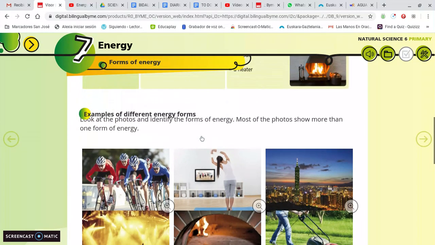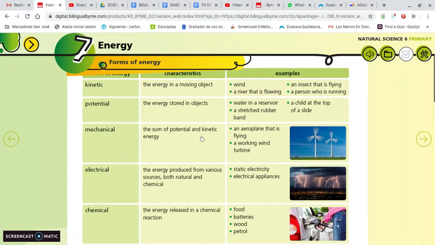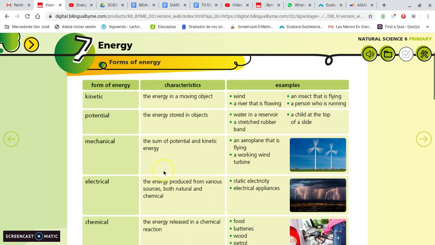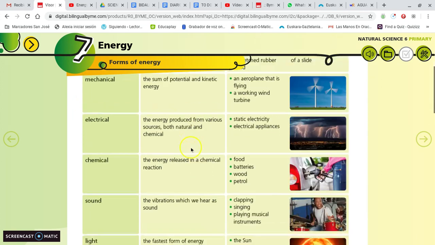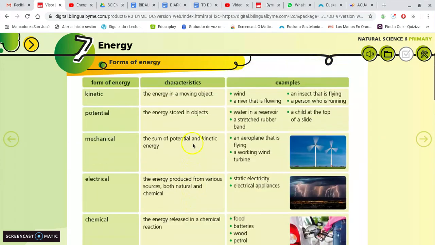Okay. And today's work is to do a diagram in your notebook. You can write in your notebook the form of energy, the characteristic, and 2 examples of each, right? So remember, today's work in your notebook: write form of energy, characteristic, and 2 examples. Write it in your notebooks, please, and send us a photograph.